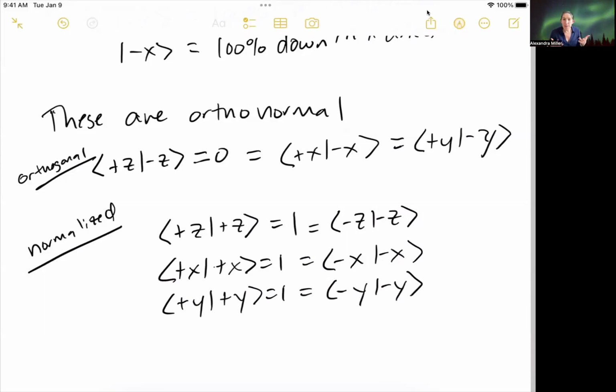Okay, so this is the statement that they're normalized. They're 100% the same if you take the inner product between the same ones. So this is the sense in which they're like unit vectors. And so here it's saying that they're 100% identical states.